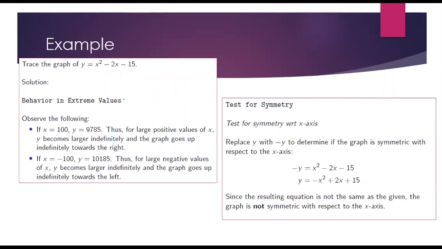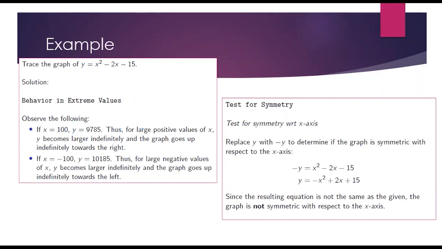Let's have an example. You are asked to trace the graph of y is equal to x squared minus 2x minus 15. For the first part, we're going to see the behavior in extreme values. That means you're going to assign a very large value for x, and then a very small value for x. If x is set to be equal to 100, then your y here is equal to 9786. So you're going to substitute the value of x here.